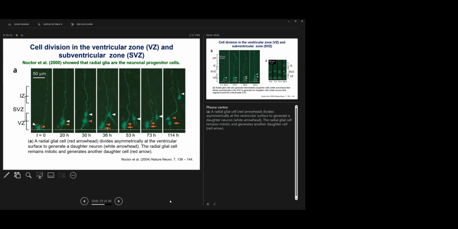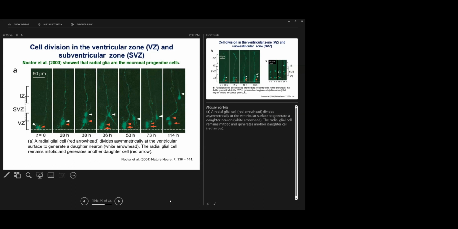So this is the radial glial cell. The radial glial cell asymmetrically divides into two cells. One is the larger cell, the daughter cell for the radial glia, and this is the daughter cell for the neurons. The daughter cell of the radial glial cell again divides to form two cells, and it forms radial glial cells so that it can again form the next set of neurons. The smaller cell becomes a neuron and it migrates to the cortex, which is shown here.